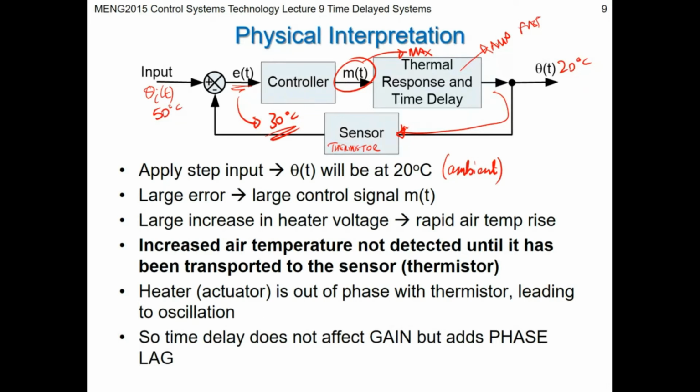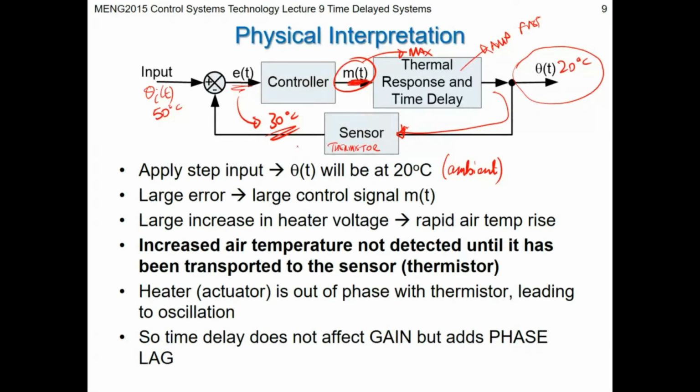So the time delay doesn't affect your gain, but it adds phase lag, because this isn't changing the ultimate value of MT, or the relationship between your error and the control action. What it's doing is it means that there's a delay, there's a phase shift, or an out of phase condition between the variability in our output, which is measured by our sensor, and the true output, right?